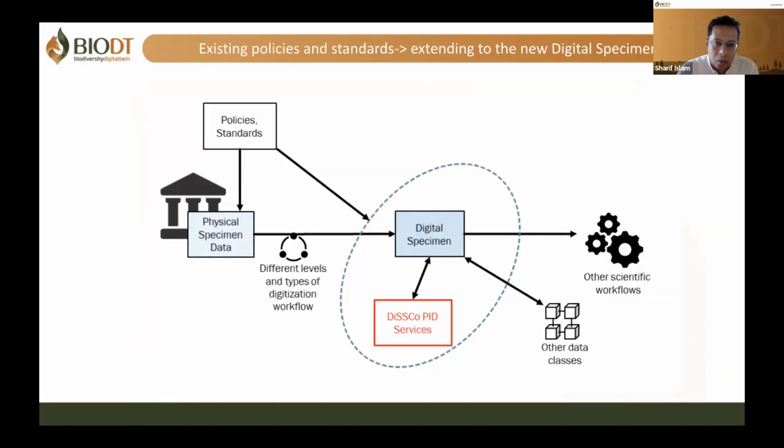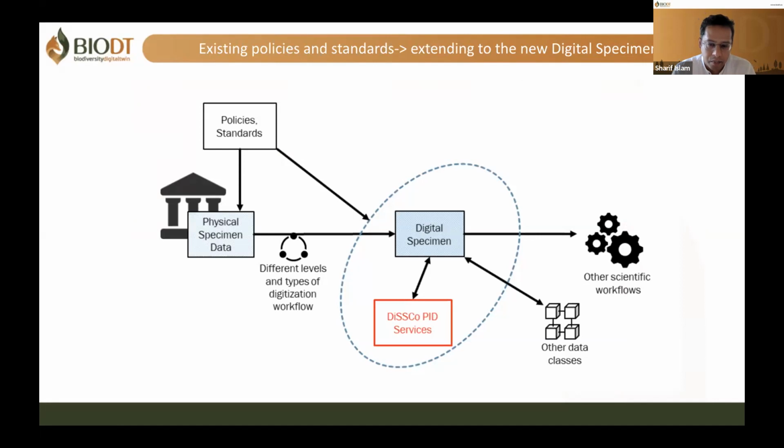However, there are policies and standards in place that help us curate the physical specimen data. There's already a variety of different data standards. There are different ways of digitization and workflow. All of these things, with the existing practices, we want to bring to the next level, at the digital object architecture level, with the idea of the digital specimen.